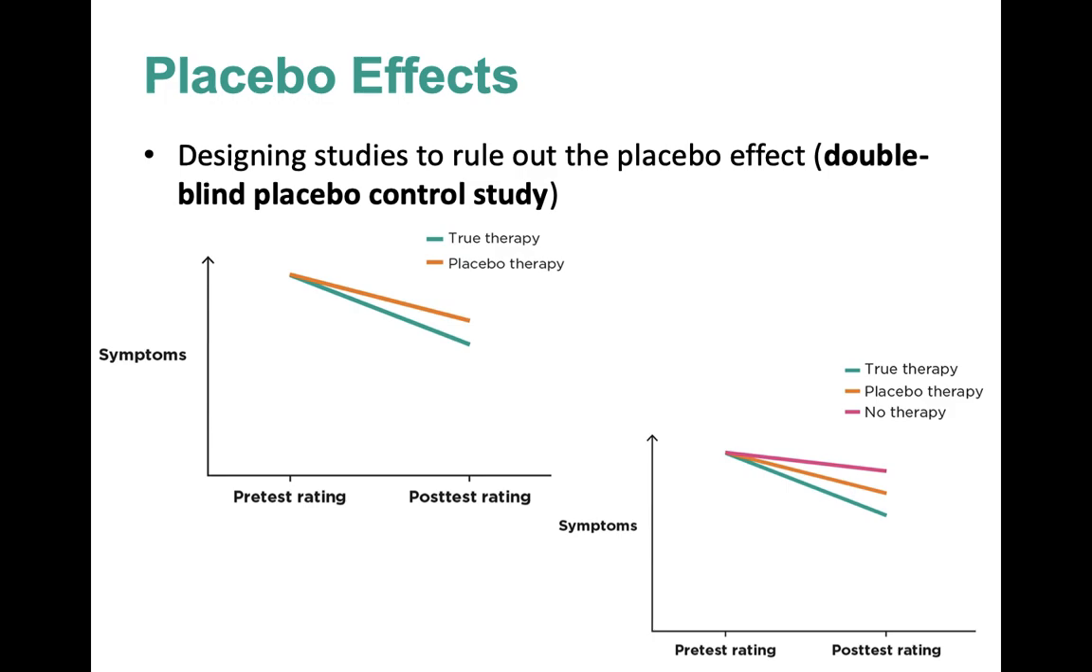What we see here is a true placebo effect because the placebo group that didn't get the true therapy but got the placebo shows an improvement beyond a group that got nothing at all. So in this first case, we can't totally conclude that there's a placebo effect here. In the second case, we can, because we see that the placebo group improves relative to a no therapy at all.